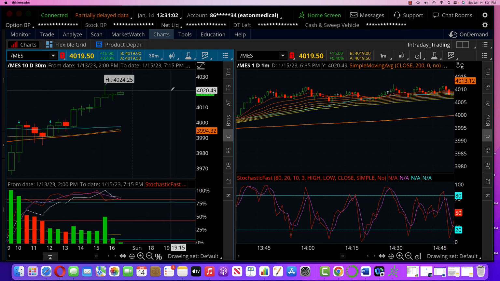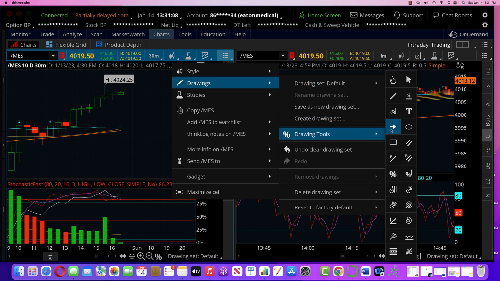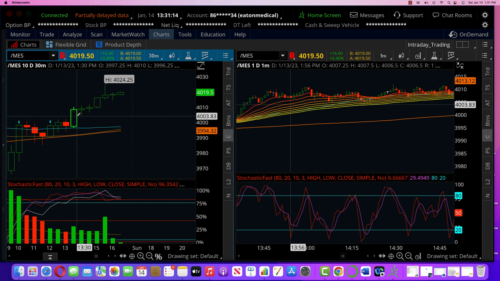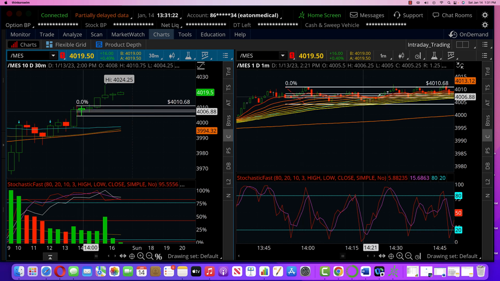Still on the half an hour chart. 1400. And we're just gonna do a retracement. So here's 1400. We're gonna measure that like this.